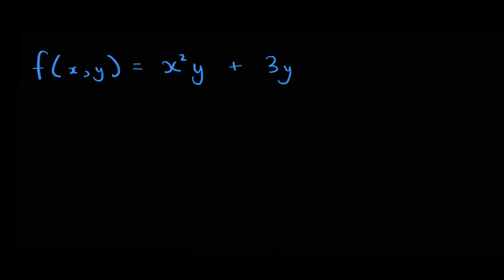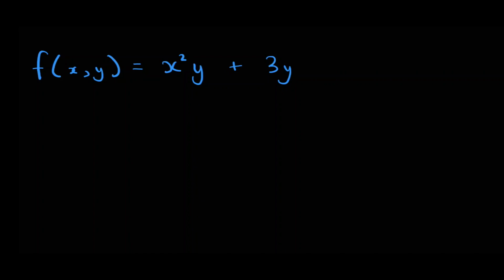Today I'll be showing you how to do partial derivatives. So say you have a multivariable function like f of x and y equals x squared y plus 3y. A partial derivative is when you take the derivative of a multivariable function with respect to one of the variables, meaning you treat any other variable as a constant.